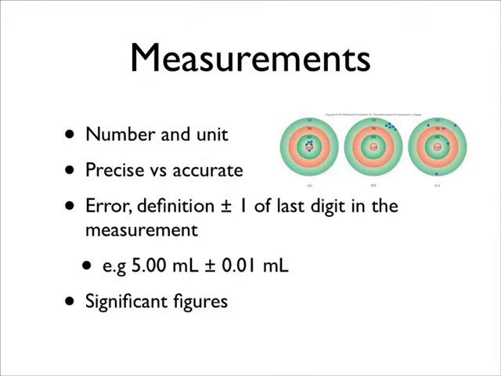In this lesson, we're going to talk about measurements and accuracy versus precision. We're going to touch on error and uncertainty and on how we deal with error and uncertainty in terms of our measurements and our calculations by using significant figures. So, first off, all good measurements must have both a number and a unit.